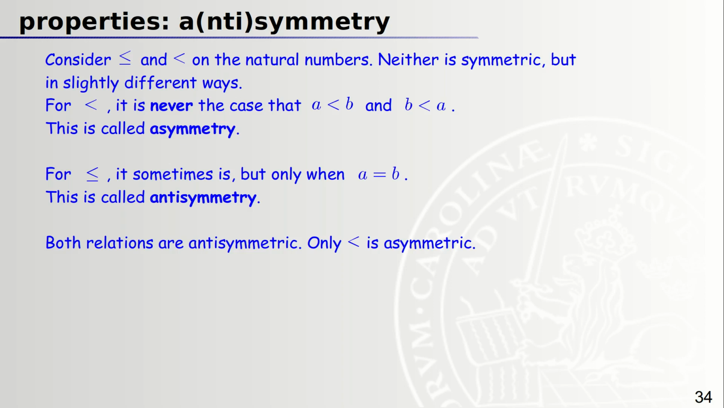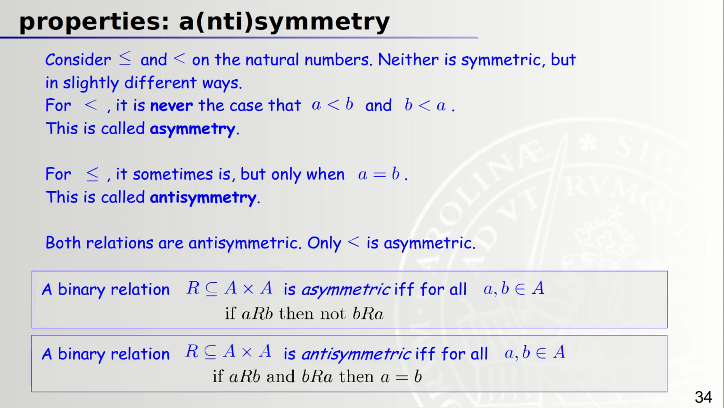By contrast, in the case of less than or equal to, it does sometimes happen that A is less than or equal to B and B is less than or equal to A, but only if A and B are equal. This is called antisymmetry. Of the two, asymmetry is the stricter property. While both relations are antisymmetric, only less than is asymmetric. And these are the definitions.